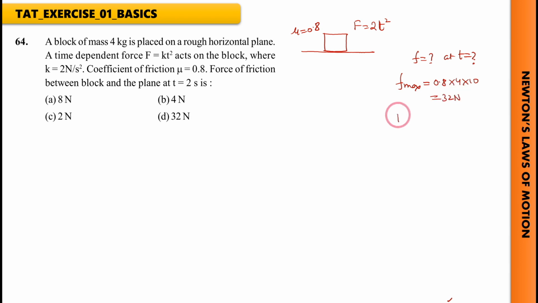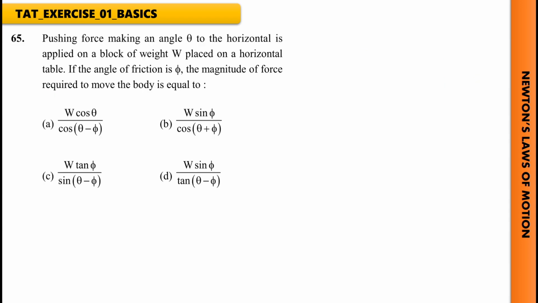Now what is the force acting at 2 seconds? Put 2 in place of t, we are getting 8 Newton. Since this external force is less than F max, the block is not moving. Now if it is not moving, in that case the applied force is equal to the friction force. So friction force acting is 8 Newton in this case. Answer is A.